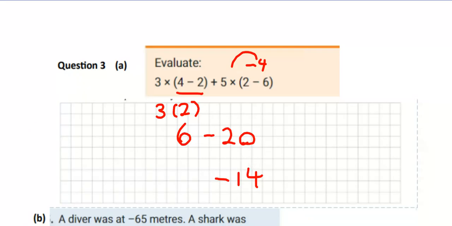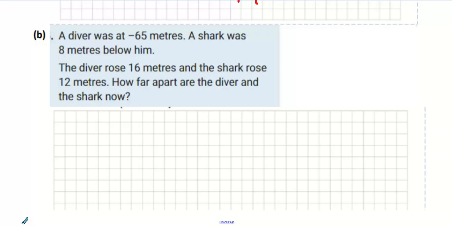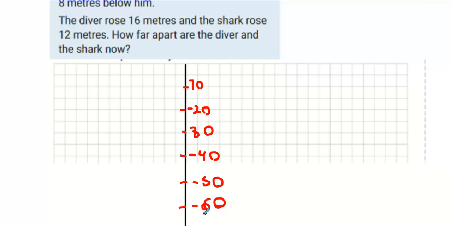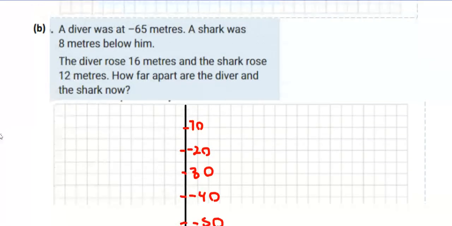Okay. Now this question was decent, all right? You can almost make it like a number line, couldn't you? So I'm just going to make it like a depth chart. Like this. For argument's sake, that could be minus 10, minus 20, minus 30, minus 40, minus 50, minus 60. And how far is he below the water at the time? 65 meters below water.